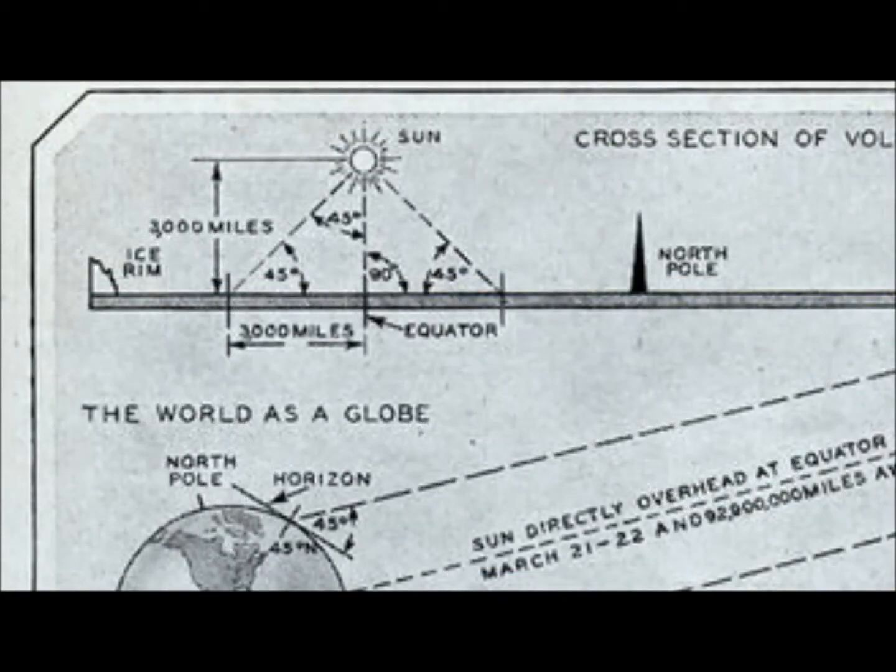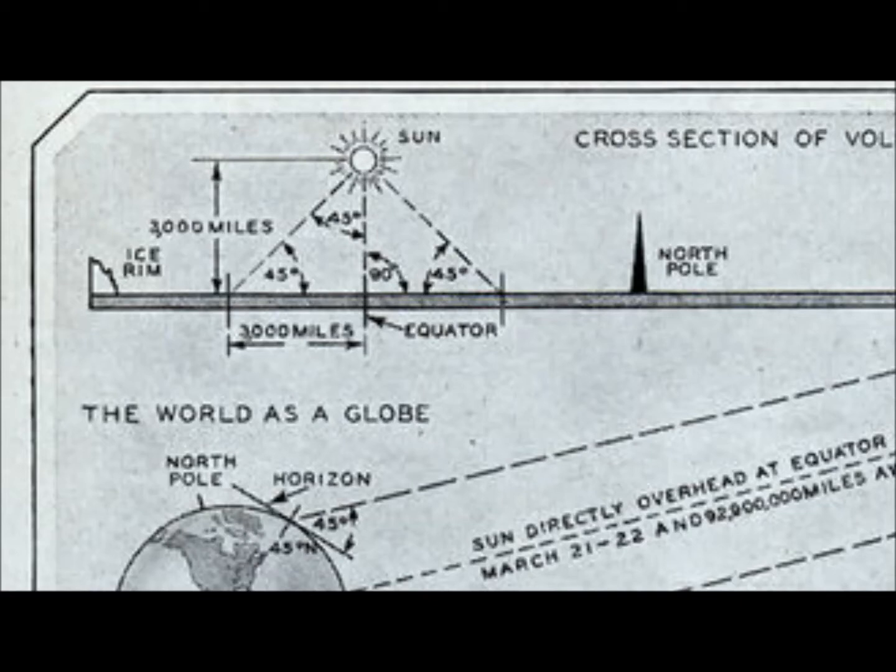Now, the sketch shown here works like this. If the sun is seen at 45 degrees when you're 3,000 miles from the equator, that's when, on the equinox, when the sun is over the equator, and the Earth is flat, then the sun must be 3,000 miles high. And there's no question about that.